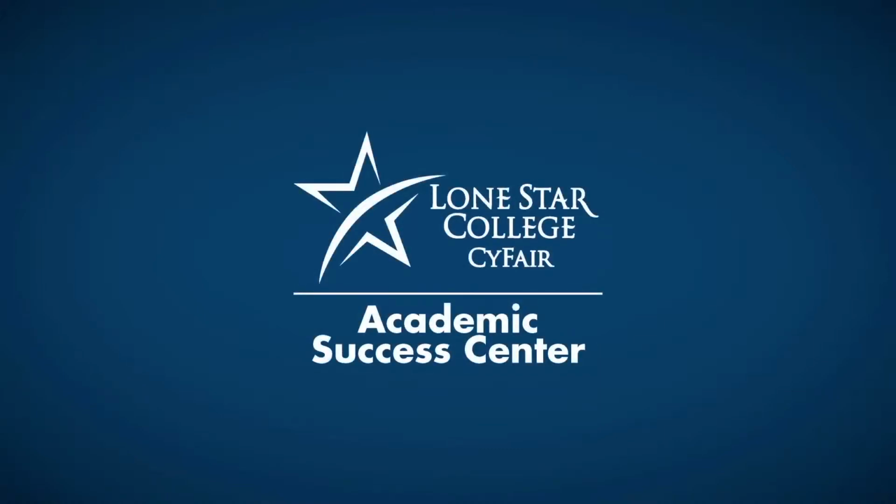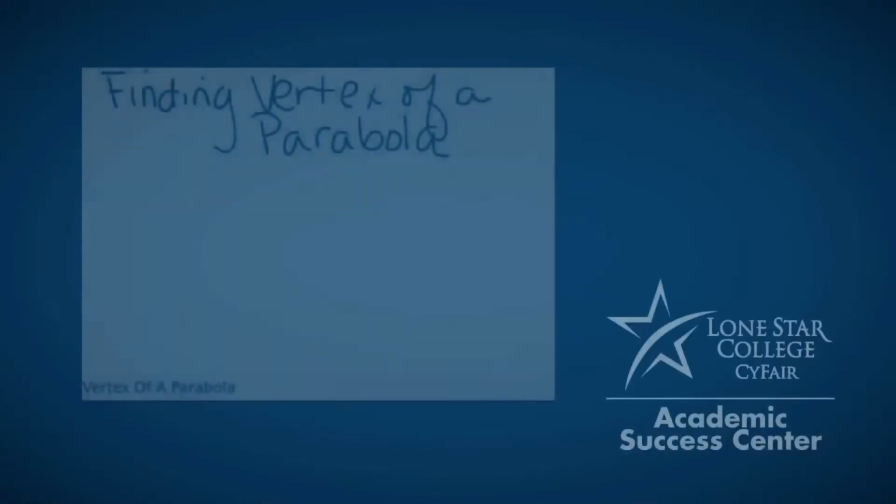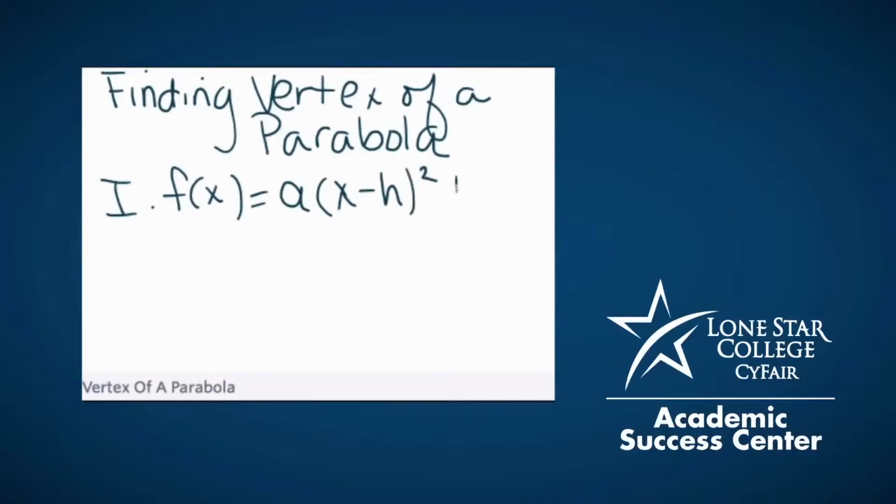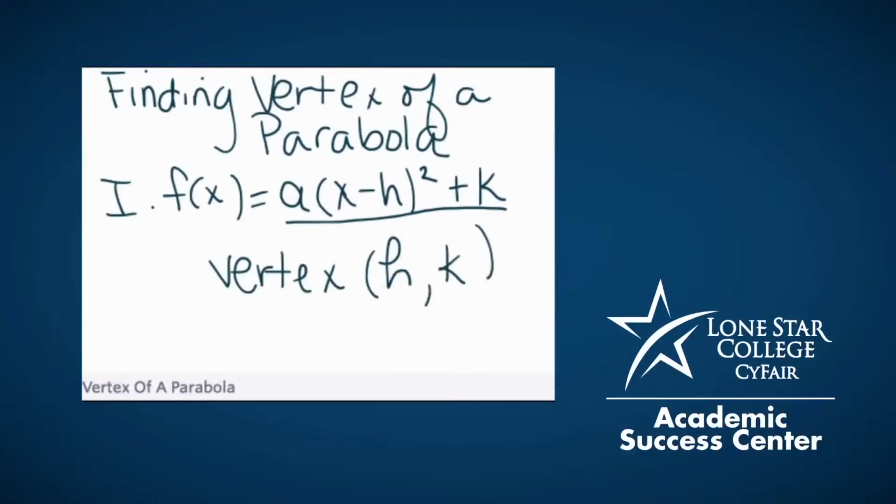Finding the vertex of a parabola. There are two methods. One method that we'll discuss is when your parabola or your equation is written in the form of a times x minus h squared plus k. If you have a parabola written in this form, your vertex is h, comma k. H is the x value of your vertex, k is the y value of your vertex.